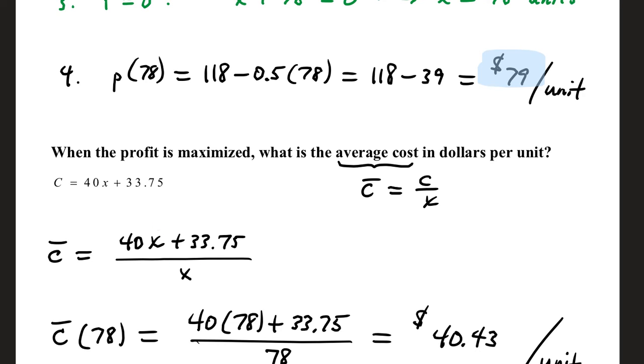Substituting in 78 into both of these x's, 40 times 78 plus 33.75, get that grand total in your calculator and then divide that by 78, and you should find $40.43 per unit will be the average cost in dollars per unit if you're looking to maximize profit.